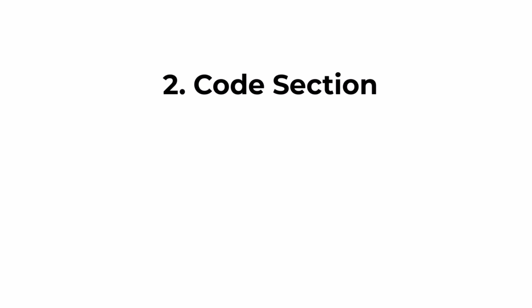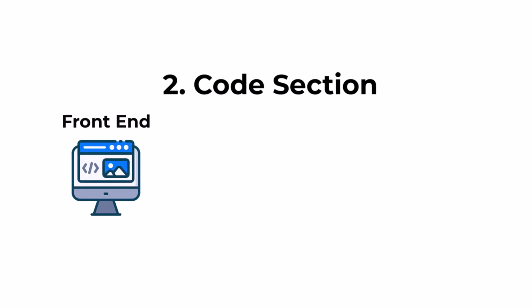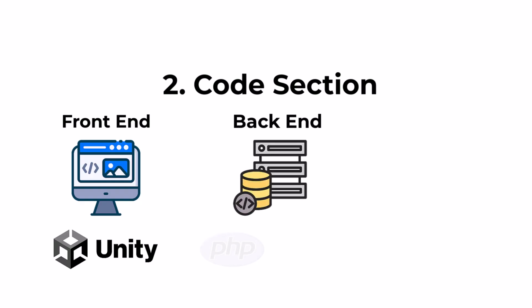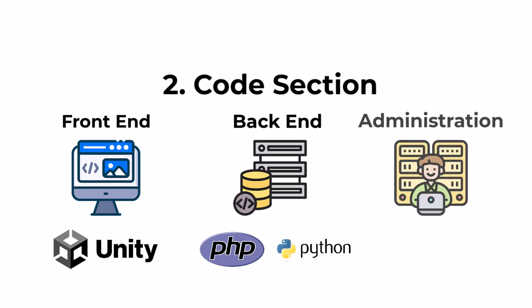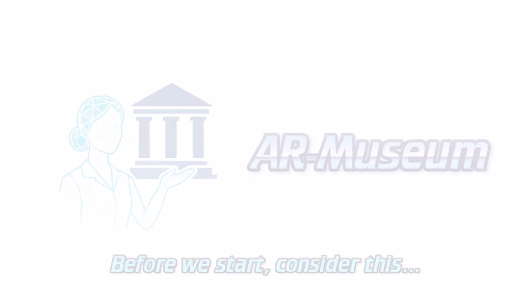2. Code section. We'll describe the contents of the project. The front end, the script architecture of the Unity project. The back end, the script architecture of the database backend and the AI backend. Administration, the administration page used to analyze the collected data.